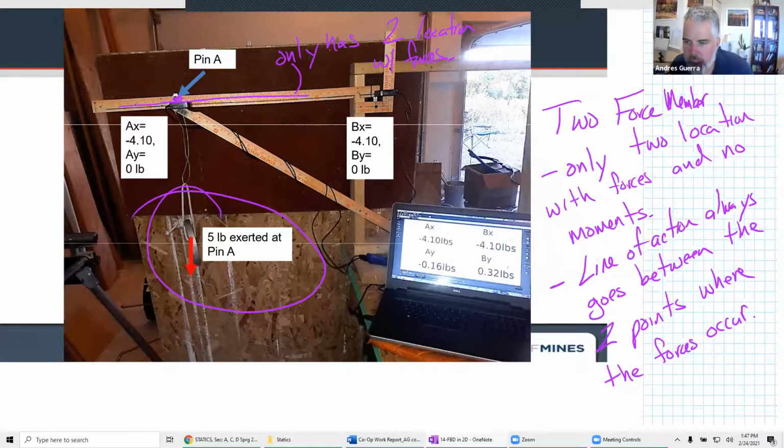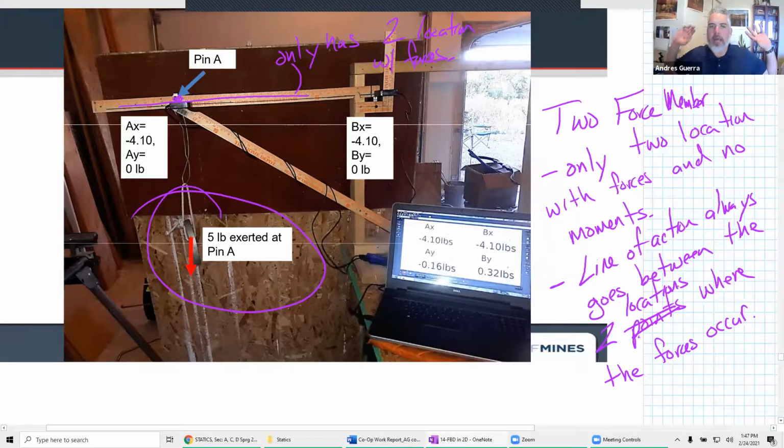And let me change it. Instead of 2 points, let's change that to 2 locations, because that's what we called it before. 2 locations where the forces occur. So it doesn't matter. I could have 1,000,000 forces at this location and 1,000,000 forces at this location. But if there are only 2 locations where forces occur and there are no moments, the line of action goes between those 2 places. And so that's why you see my AY and the BY go to 0.